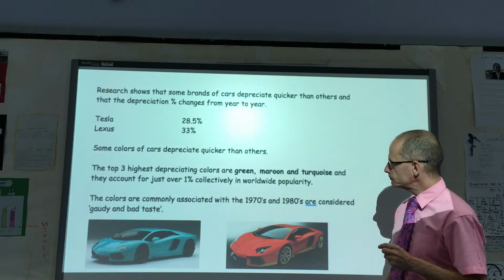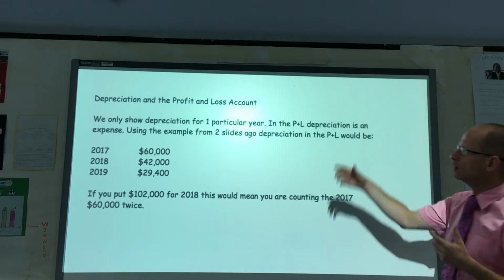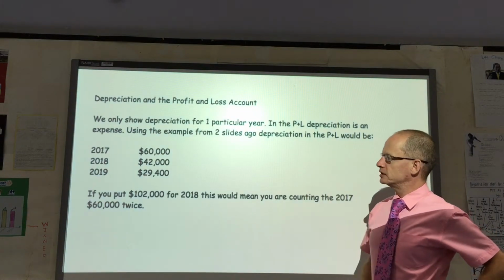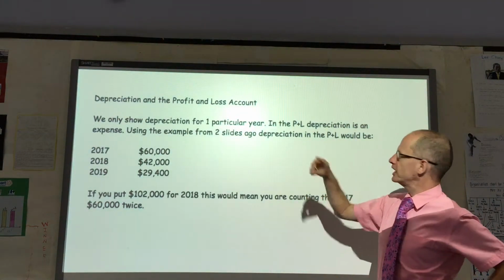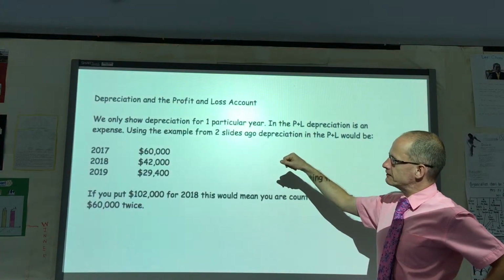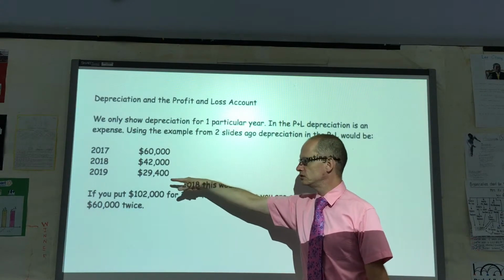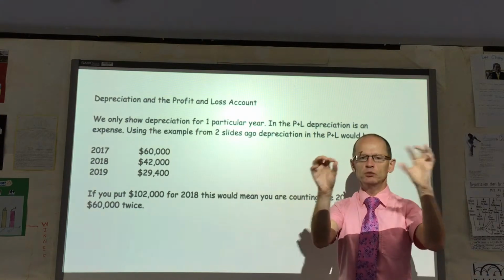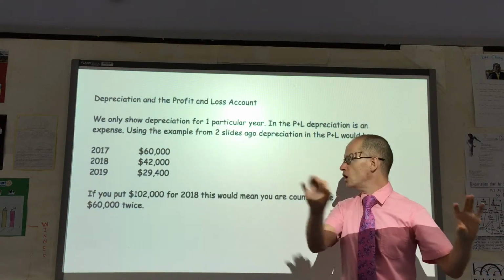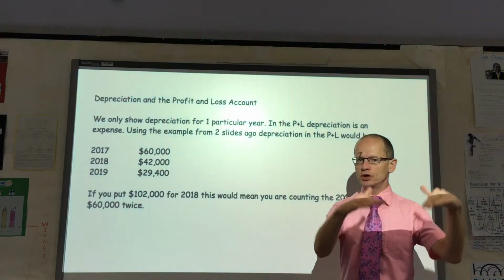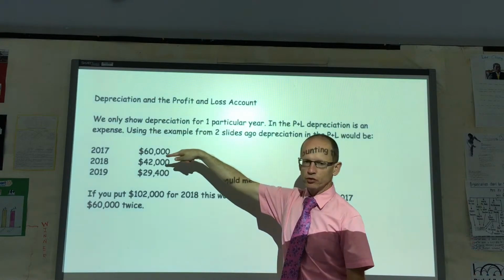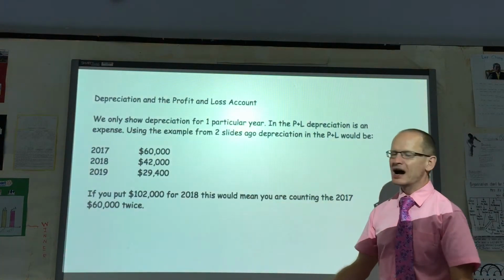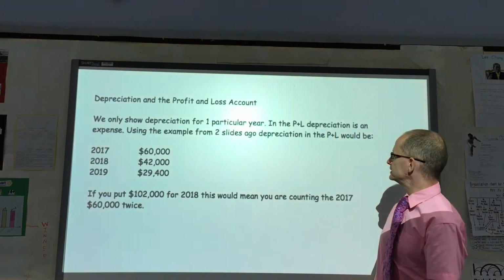Okay, so next we have how depreciation actually appears in the profit and loss account. We only show the depreciation for one particular year. If you remember from 2 slides ago, the depreciation figure for 2017 was 60,000, 2018 was 42,000, 2019 was 29,400. So in the profit and loss account for 2017, we will show depreciation 60,000. 2019, 29,400. If you put 102,000, i.e. 60,000 plus 42,000, as the depreciation figure for 2018, you'll be double counting, and that wouldn't be allowed. You're counting the 60,000 twice.